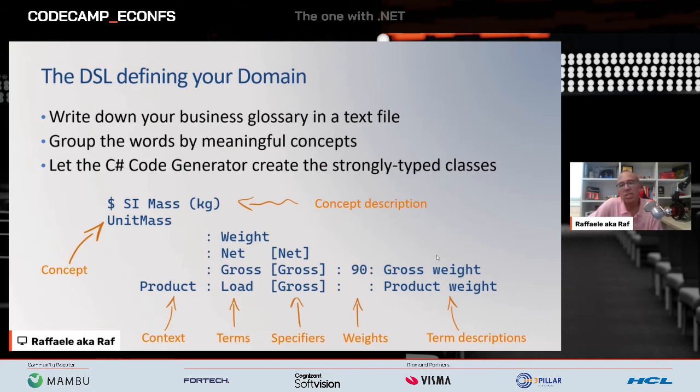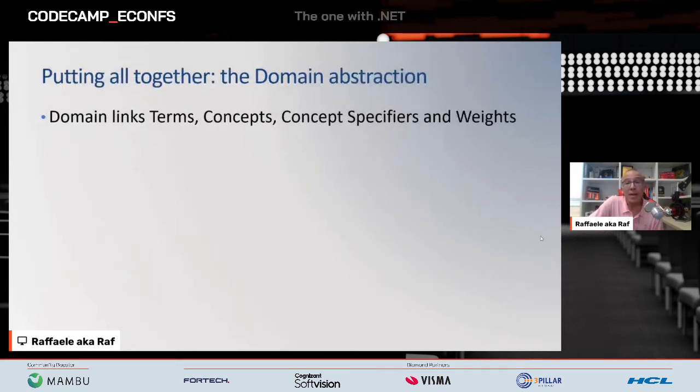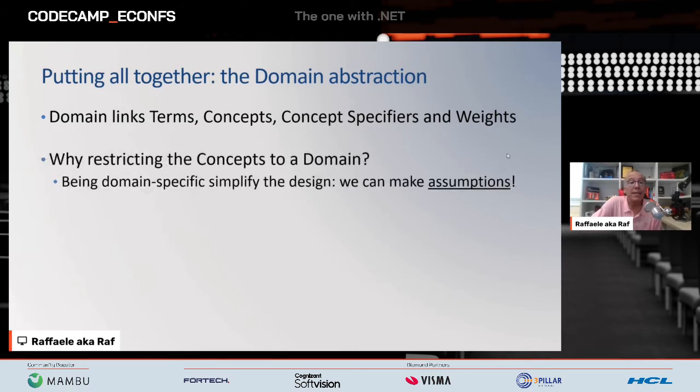And the others are just comments, just for cosmetic purposes. Once I collected and wrote this file, I can just link together, and the DSL does this automatically, linking terms, concept specifiers, and weight, and produce exactly all that is required to define a domain.